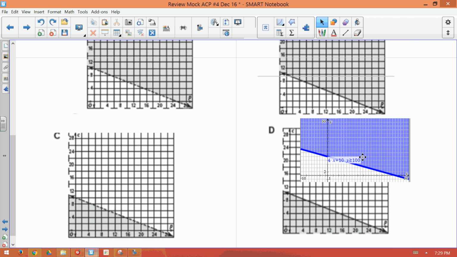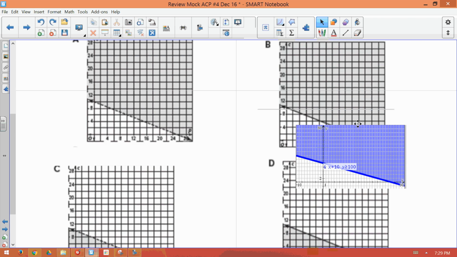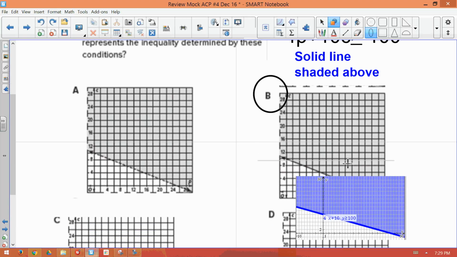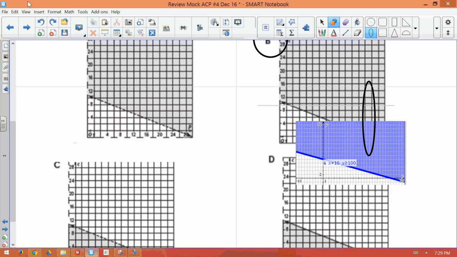Now, notice that it's shaded above. So that's why the answer choice is B. All right. And that's why we're circling B here. So that's the shape here. And that's why B is the answer choice there, because that's what it looks like on the calculator.